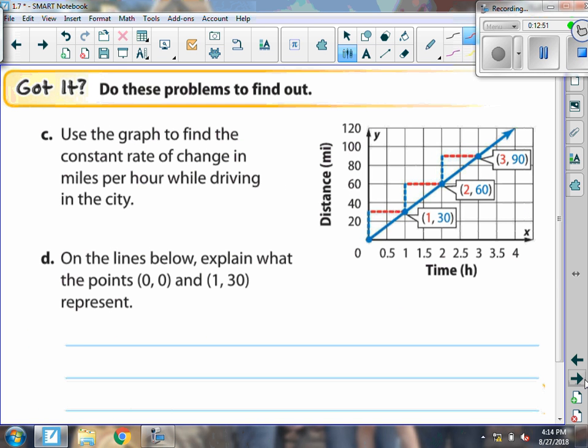Okay, go ahead and copy these down and solve these. Okay. It's the exact same thing that we just did. We just have different numbers now that we're dealing with.